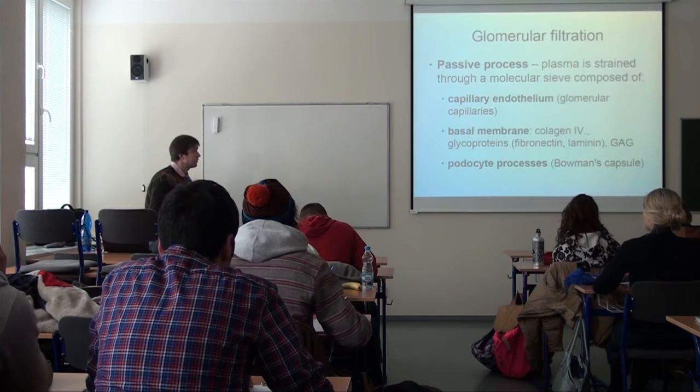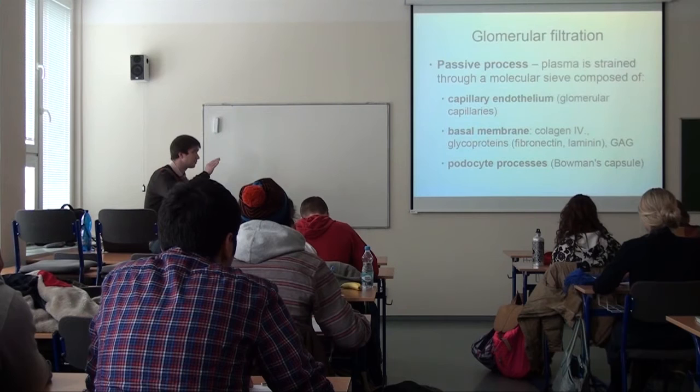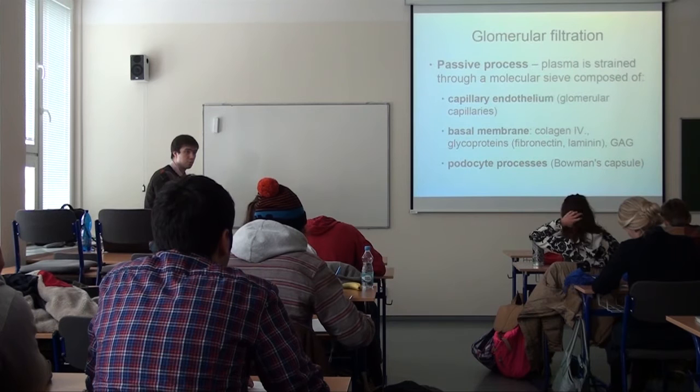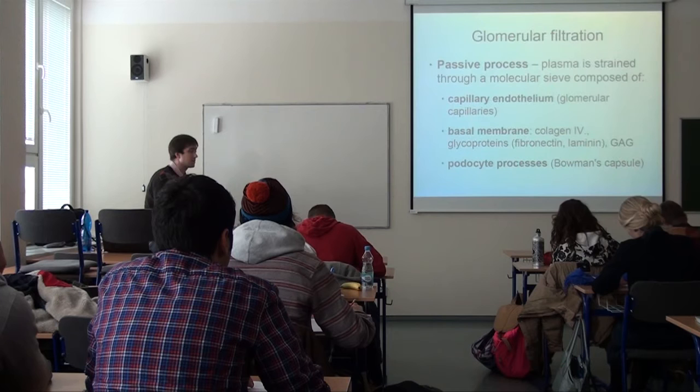This sieve is quite simple. It consists of three parts. The first part is the part of the capillaries, yes? Endothelial cells of capillaries produce the first part of the sieve. The second part is the basal membrane, yes?